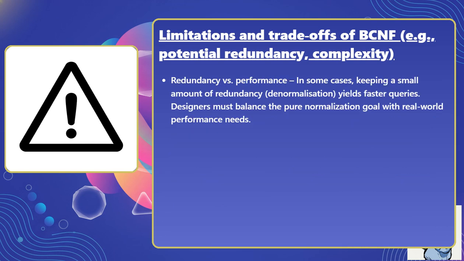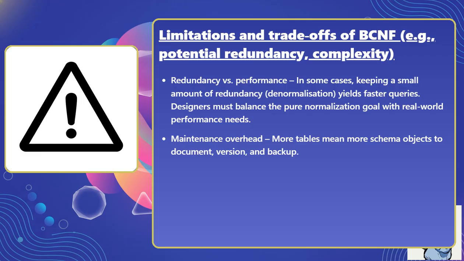Redundancy versus performance. In some cases, keeping a small amount of redundancy, denormalization, yields faster queries. Designers must balance the pure normalization goal with real-world performance needs. Maintenance overhead: more tables mean more schema objects to document, version, and back up.